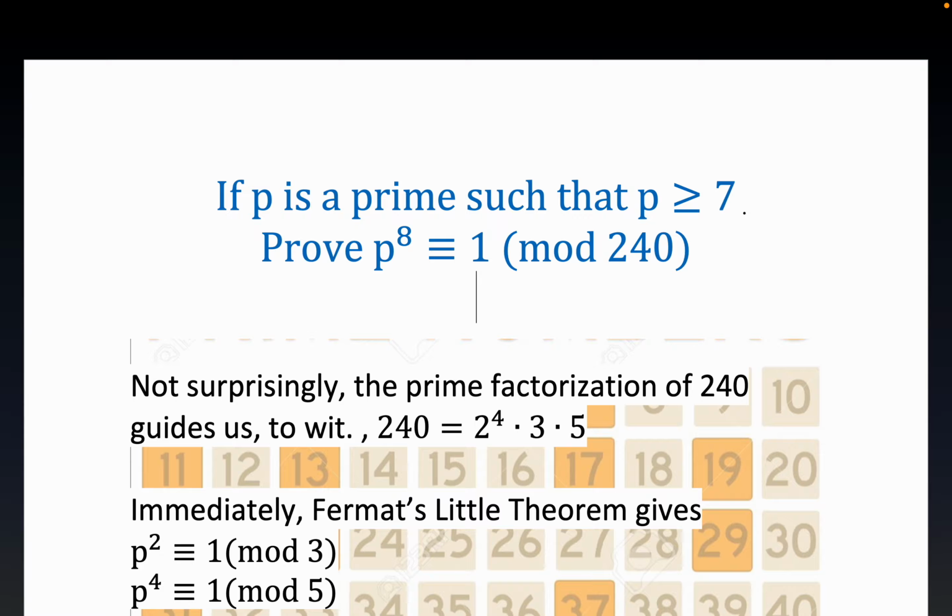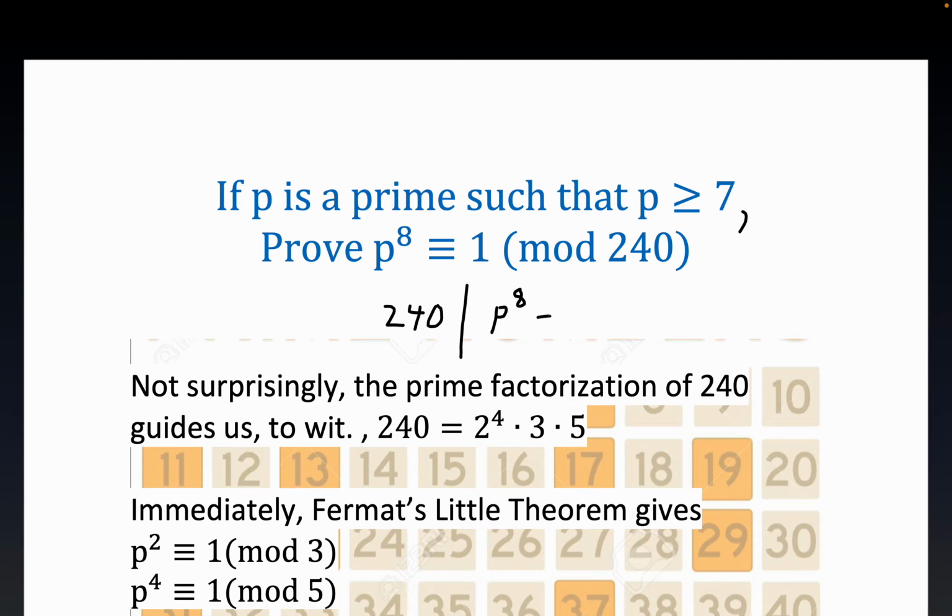We're trying to show that if p is any prime greater than or equal to 7, then p to the 8th is congruent to 1 mod 240. Another way of stating this that I think is perhaps a little more useful in this context is that the number 240 is a divisor. That's what this vertical bar means. It's a divisor of p to the 8th minus 1.